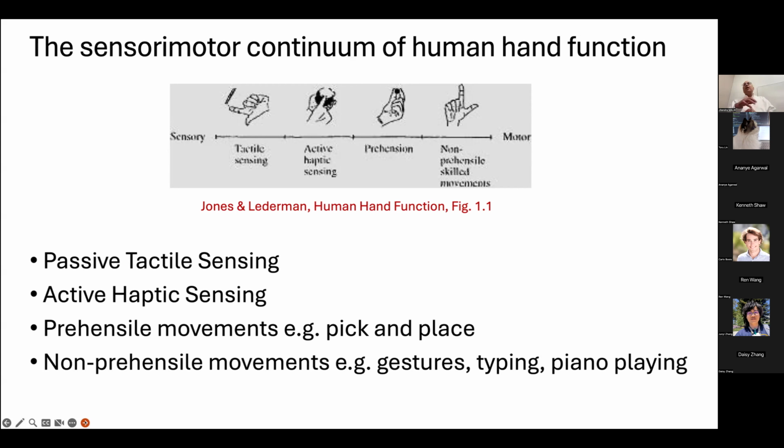And then we can talk about the hand as an actor, the hand as changing the world in some way. We distinguish between what are called prehensile movements, which involve grasping, and non-prehensile movements, which include everything from gesture, typing, piano playing, etc. So this is the continuum, if you will. At the one end, it's a pure sensor measurement device, which does not change the world. It just tries to learn what the world is about. And then there is the other extreme, which is the hand as an action device, where you apply forces and change the world.